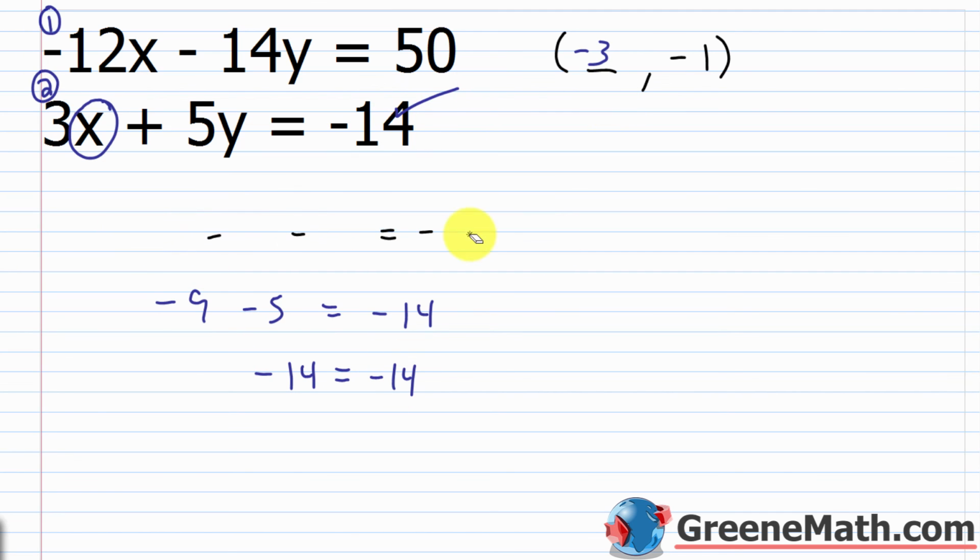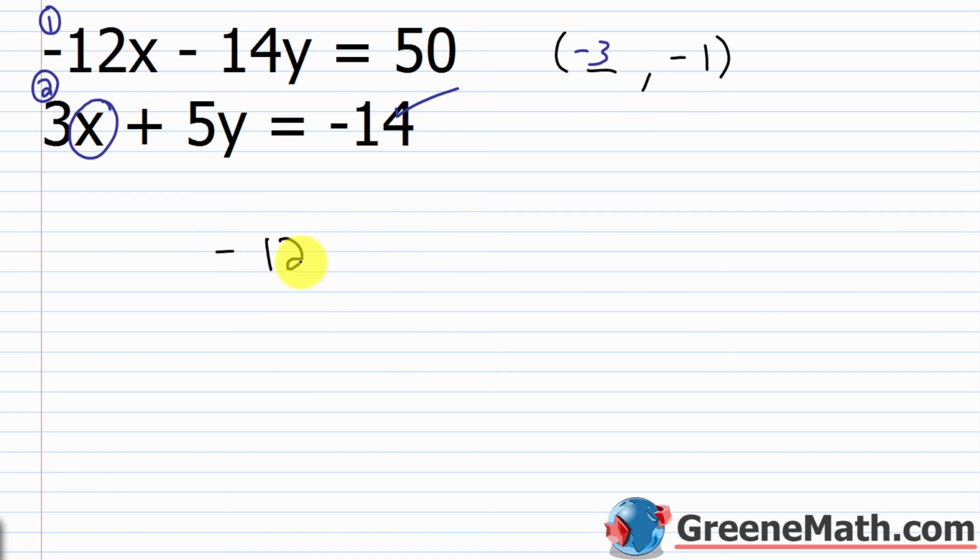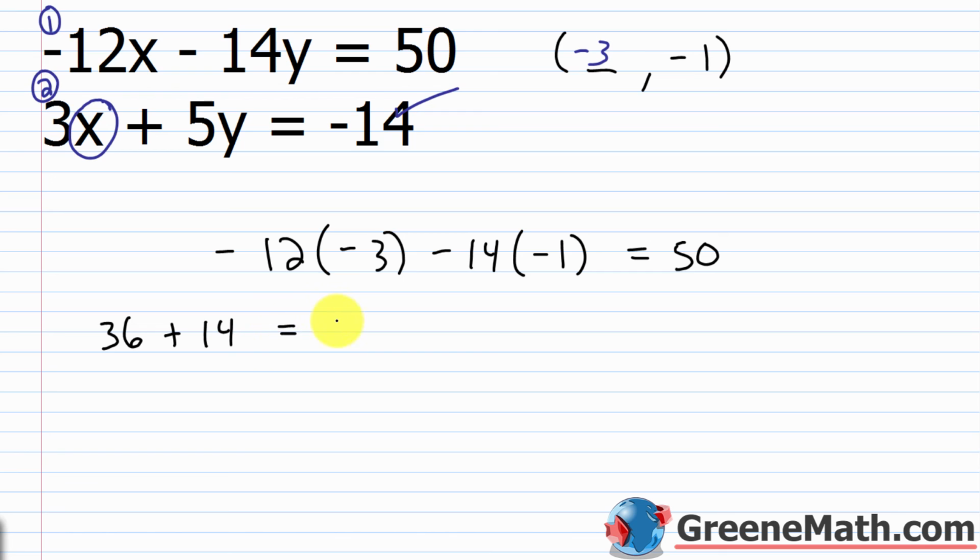Let's check equation 1. So we have negative 12 times x, again, x is negative 3, minus 14 times y, and y is negative 1, and this equals 50. Negative 12 times negative 3 is 36. Negative 14 times negative 1 is plus 14, and this equals 50. 36 plus 14 is 50. So you get 50 is equal to 50. So yeah, it works out in this equation as well. So we can say this ordered pair negative 3 comma negative 1 is the solution for our system.